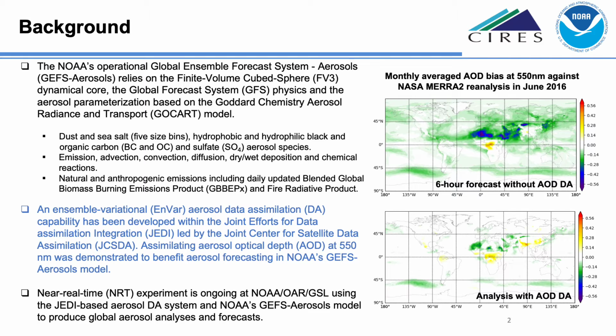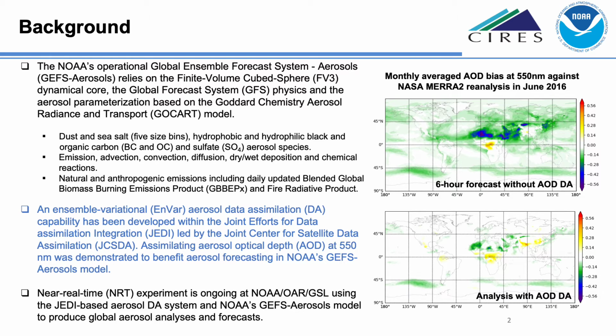It includes a lot of physical and chemical processes, that is, emission, advection, convection, diffusion, dry and wet deposition, and chemical reactions. Both natural and anthropogenic emissions are included, especially the daily updated blended global biomass burning emission product, GBBEPx, and fire radiative power products are used in the model. Recently, an ensemble variational aerosol data assimilation capability has been developed within the Joint Effort for Data assimilation Integration, JEDI, which is led by the Joint Center for Satellite Data Assimilation.